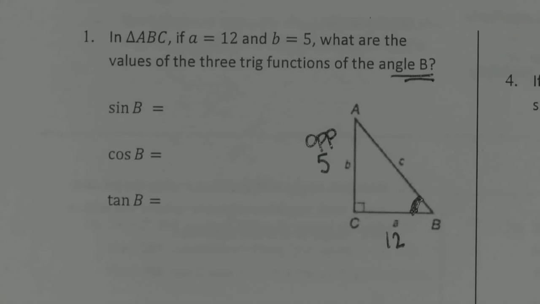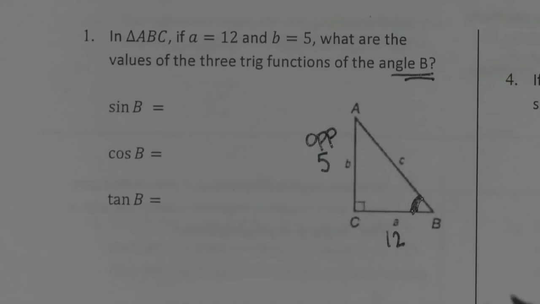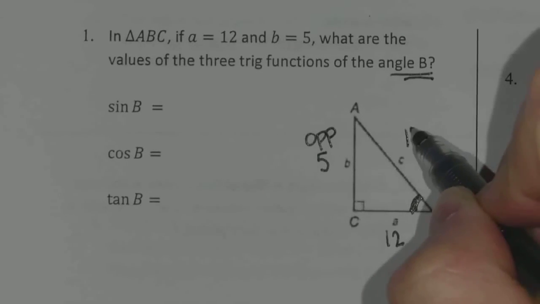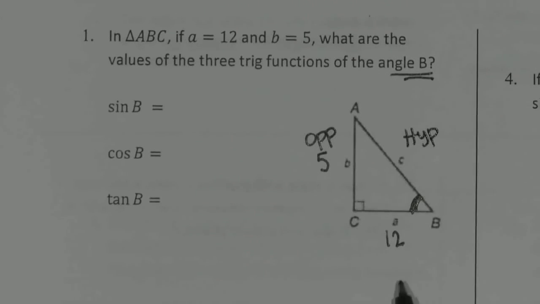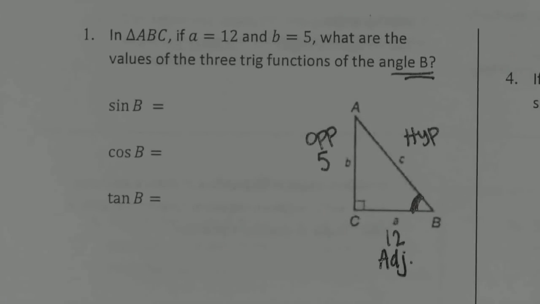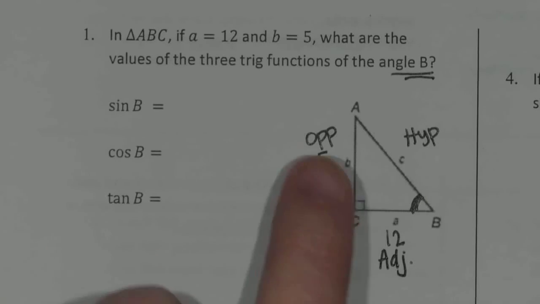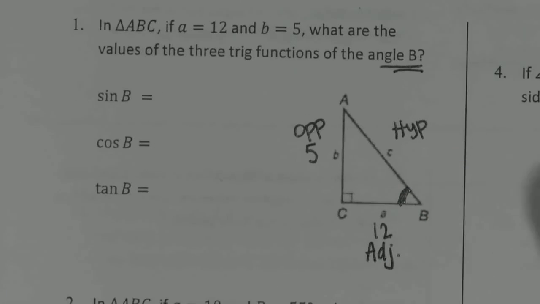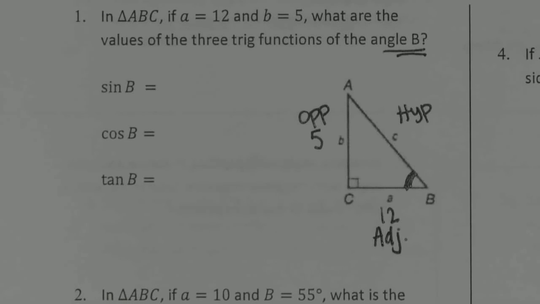Do you remember doing the labeling of the triangles? This side right here would be my hypotenuse. And then this side is the adjacent side. So really what I can do now is find my sine, cosine, and tangent functions if I have the hypotenuse of my triangle. Does anybody remember how to find the hypotenuse?